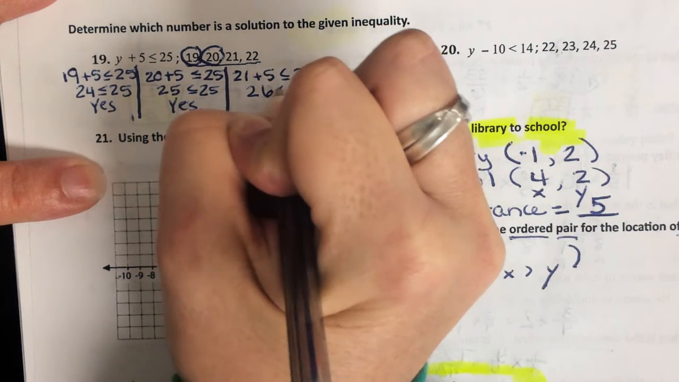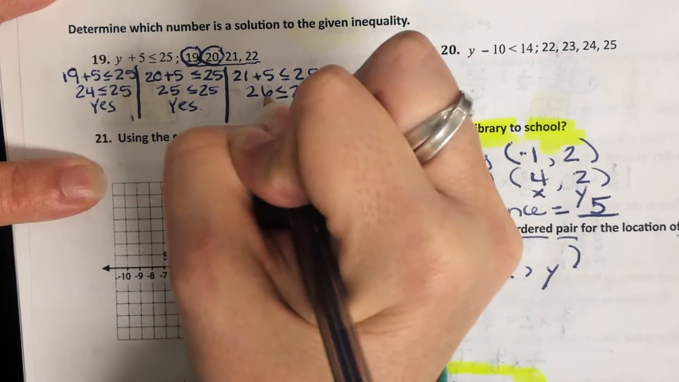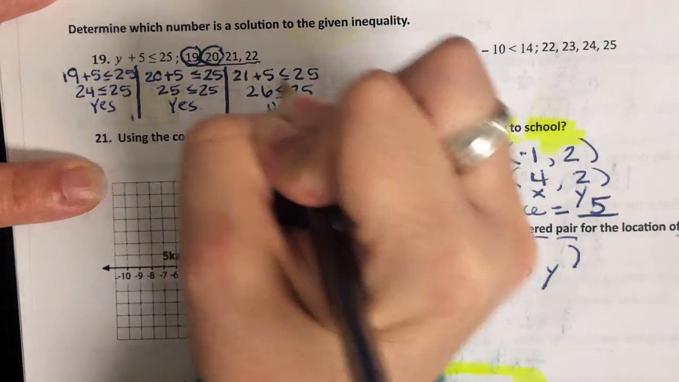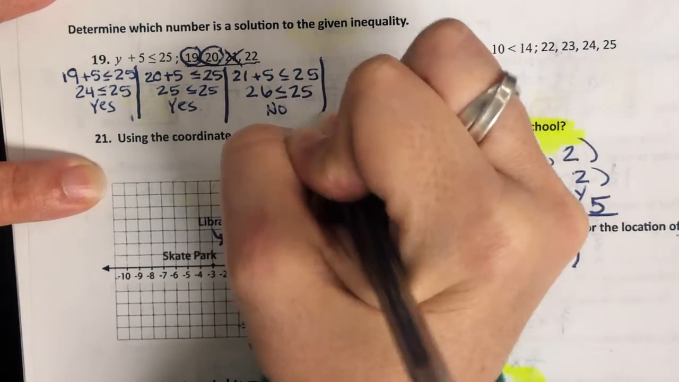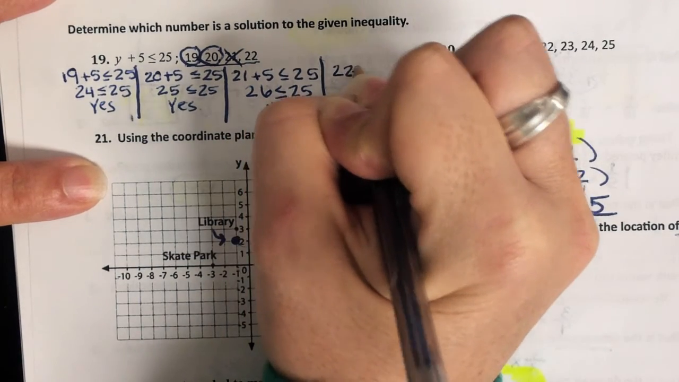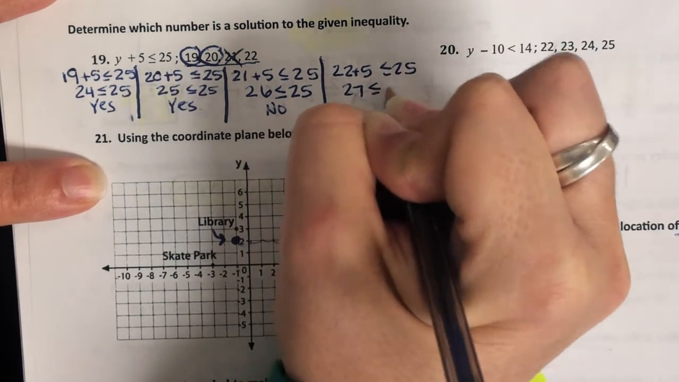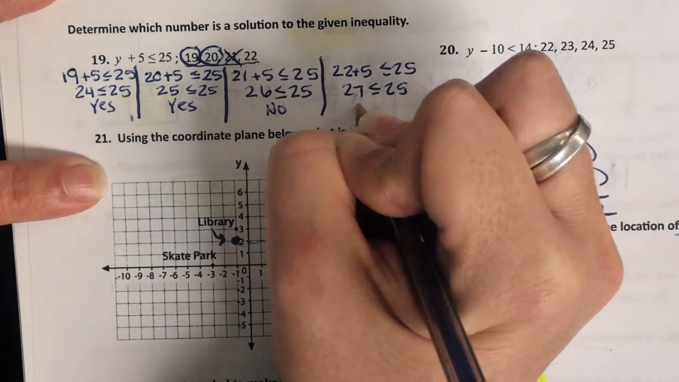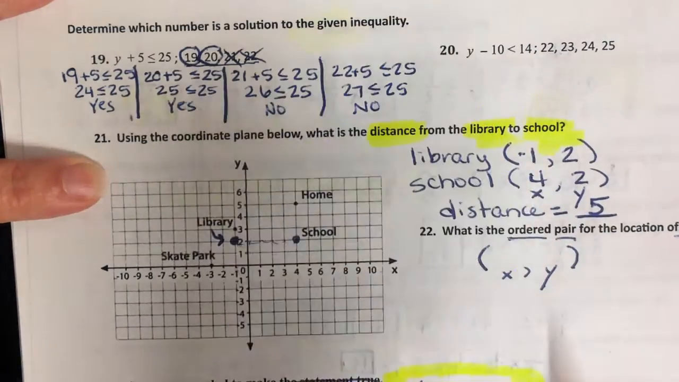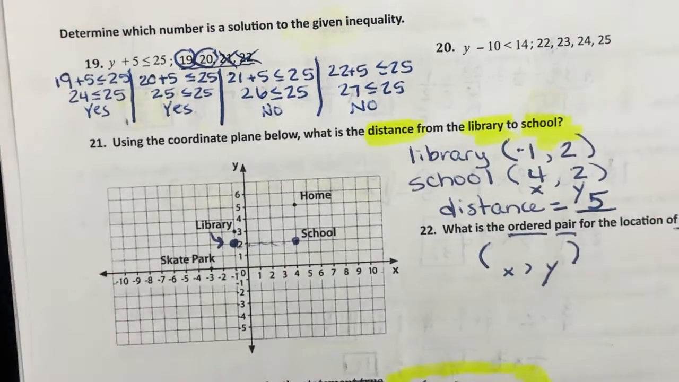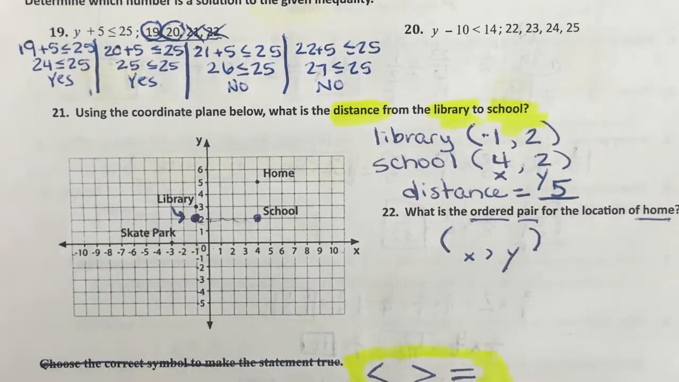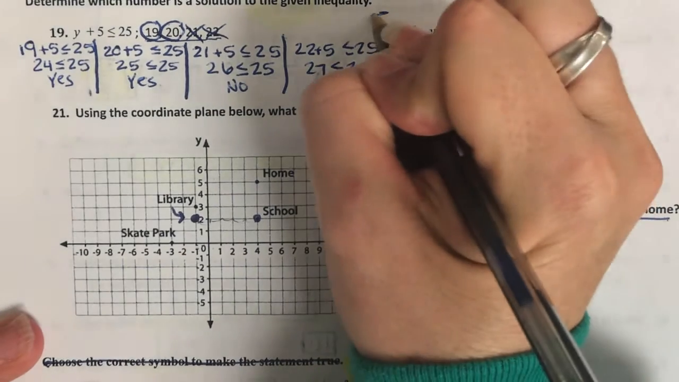Stop. 26 is not less than 25. And then 22 plus 5 is 27. No. Again. Okay, so that's that one. Okay. On number 20.